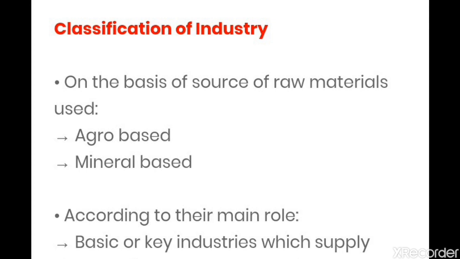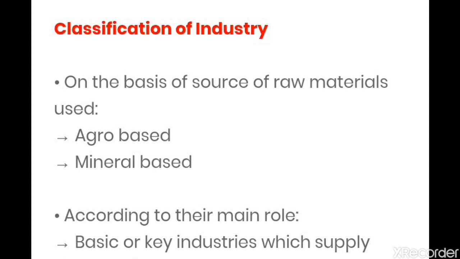Examples of such industries are cotton industry, woolen industry, jute industry, silk industry, then rubber industry, sugar, tea, coffee industry. So those industries which use raw materials obtained from agriculture are referred to as agro-based industries.